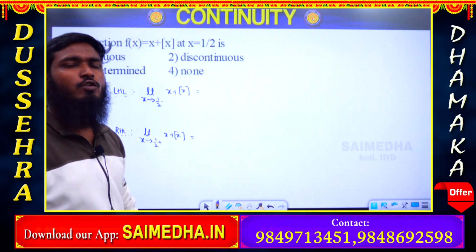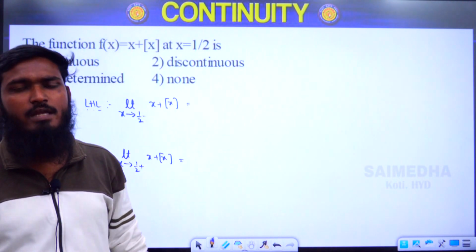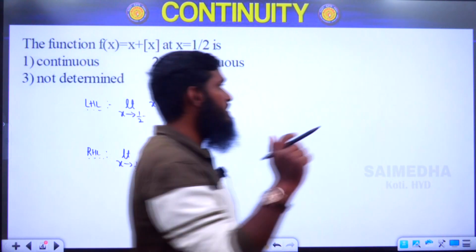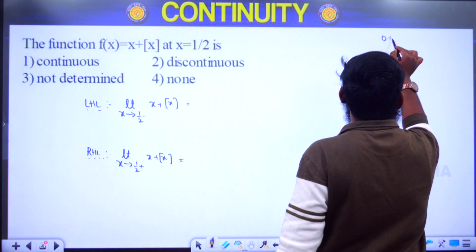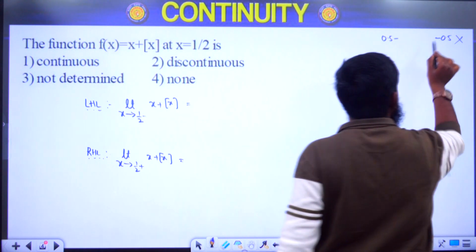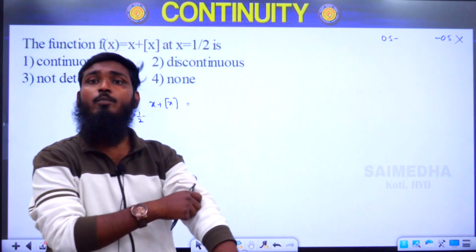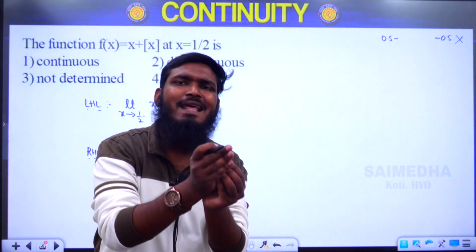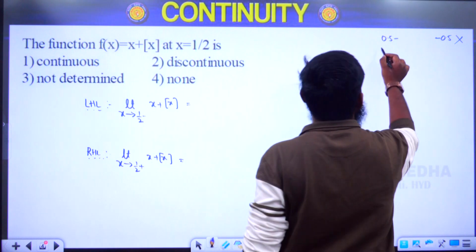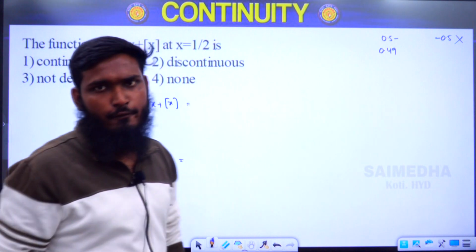Now what is the meaning of 1 by 2 minus? 1 by 2 means 0.5. So 0.5 minus, it is not minus 0.5. Listen carefully. It is 0.5 minus, it is not minus 0.5; that is wrong. What is the meaning of 0.5 minus? Somewhat less than 0.5, which means we can take it as 0.49, like this.